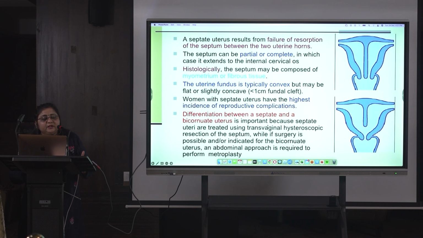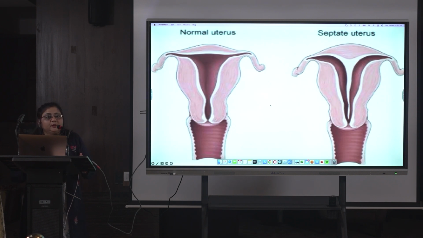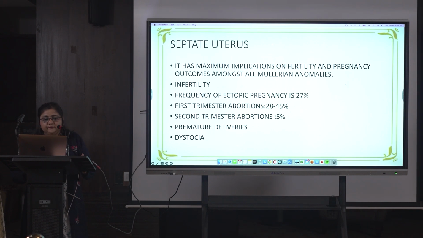And differentiation between a septate and a biconvex uterus is important because the septate uterus is treated using a transvaginal hysteroscopic resection of the septum, while the surgery possible and indicated for biconvex uterus is an abdominal approach, that is metroplasty. So from the surgical point of view, we should always differentiate that this is a septate uterus and this is a biconvex uterus. So this is a normal uterus and this is a septate uterus.